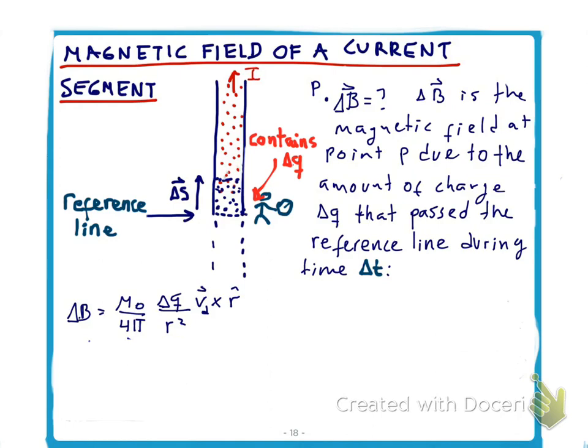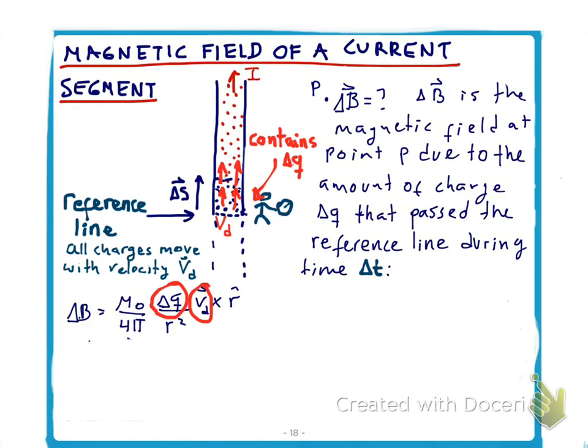Remember that this segment contains all the charge delta Q that was able to pass through the reference line in an amount of time delta T. So again, this velocity actually is the drift velocity. That drift velocity is the velocity that each one of these charges has. So if this is a wire, the charges that we're talking about are electrons, and those electrons are moving inside the wire with a velocity that we call the drift velocity.